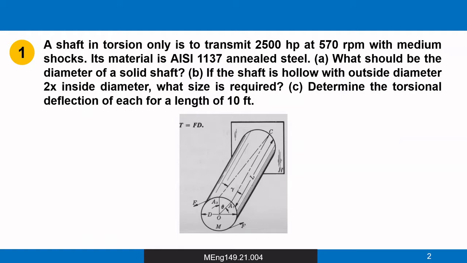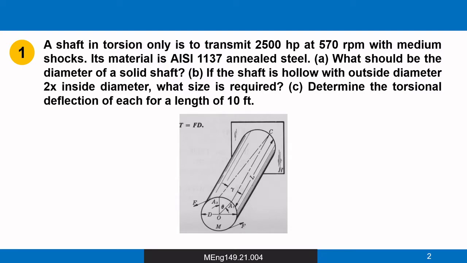Problem 1. A shaft in torsion only is to transmit 2500 horsepower at 570 rpm with medium shocks. Its material is AISI 1137 annealed steel. A. What should be the diameter of a solid shaft? B. If the shaft is hollow with outside diameter 2 times its inside diameter, what size is required? And C. Determine the torsional deflection of each for a length of 10 feet.